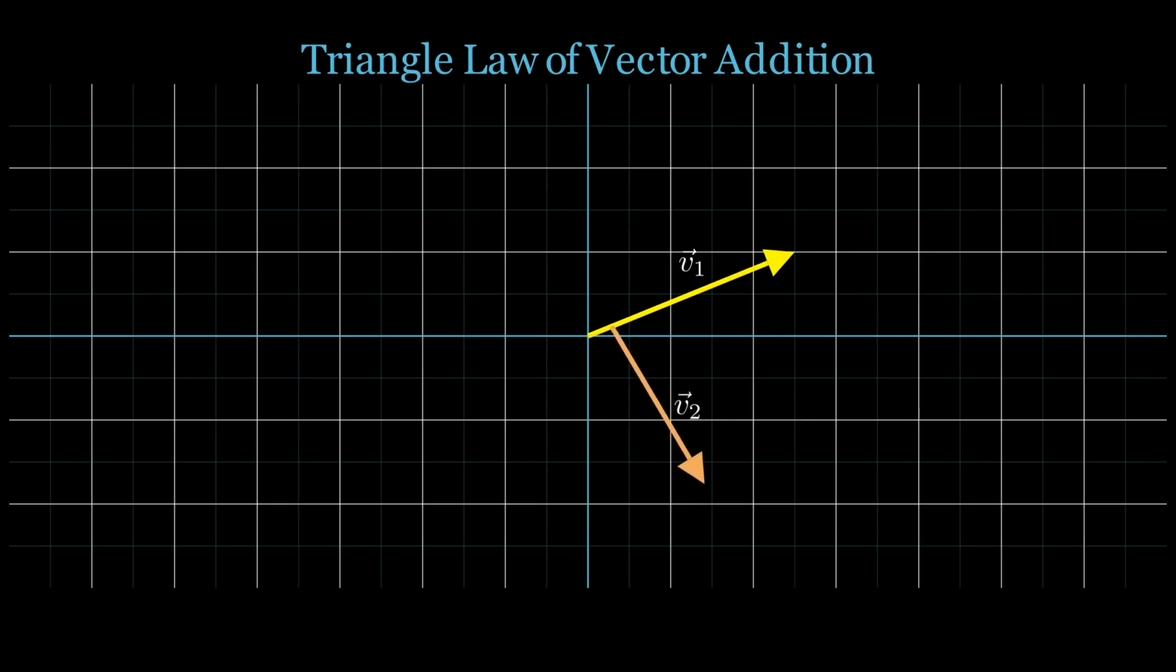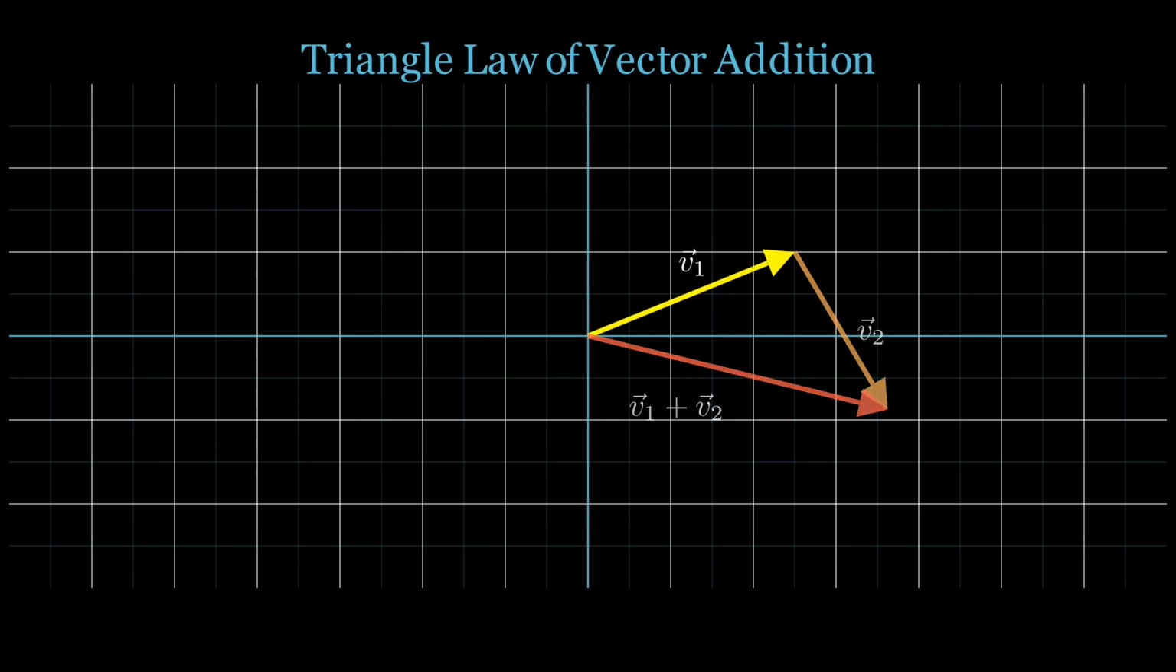To add these vectors using the triangle law, we shift v2 so that its tail meets the head of v1. The resultant vector, the sum, is the arrow drawn from the tail of v1 to the head of the shifted v2 vector. And this is represented by the red arrow here, v1 plus v2.